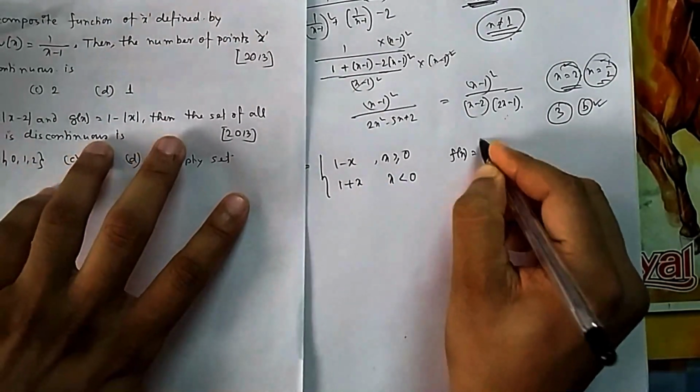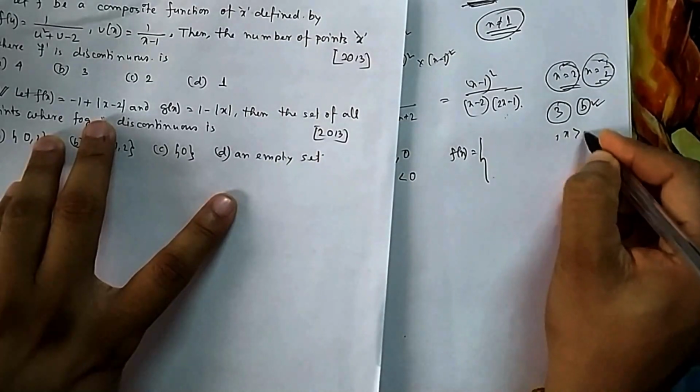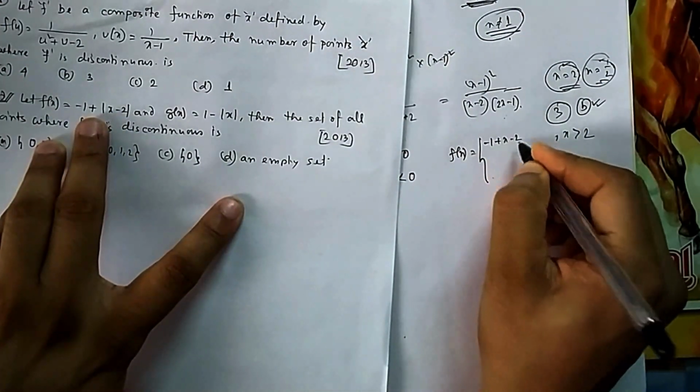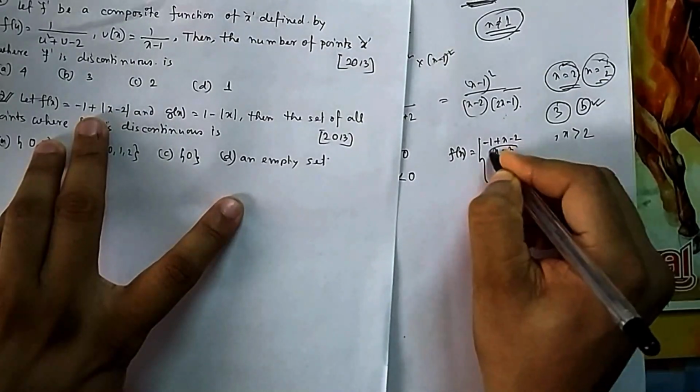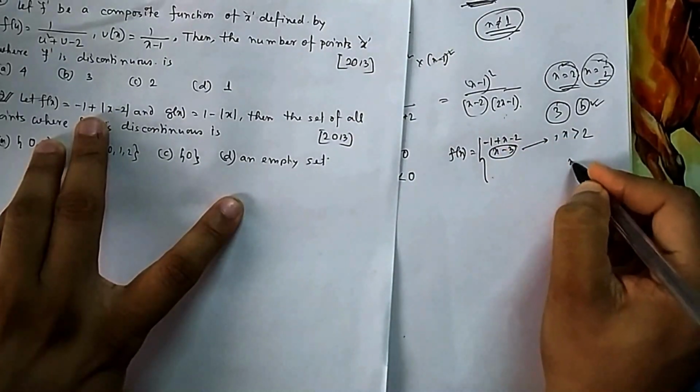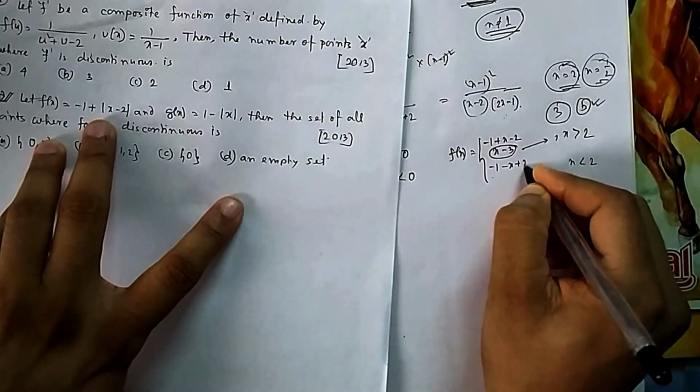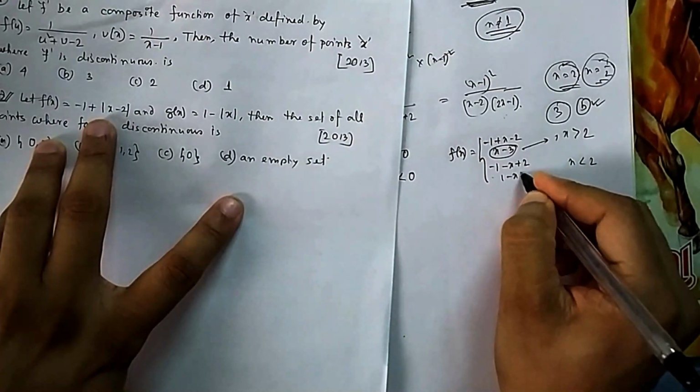Similarly, you define your f of x. If x is greater than 2, this is already positive, no need of mod. So minus 1 plus x minus 2, that is x minus 3. This is the first one. And if x is less than 2, then it is minus 1 minus x plus 2, then it is 1 minus x.